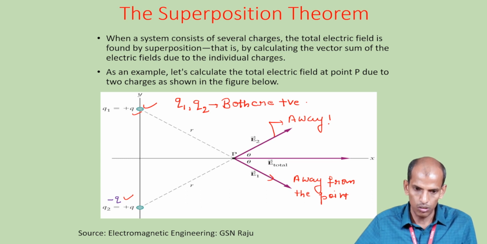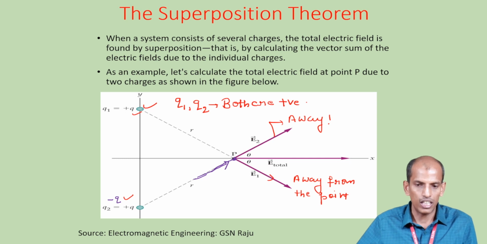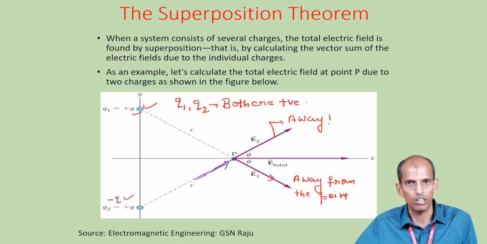So if it was minus Q, it will come towards the charge like this. So it will not go away from the point. So this is what you should conceptually know. This figure and some problems I have taken from a good book you can refer to, Electromagnetic Engineering, by the author GSN Raju. I will take 2-3 problems from that book only, and you can also refer to it for more practice and knowledge.